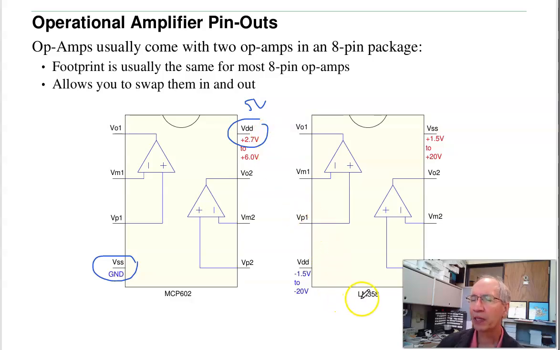The LM358 is more for an analog output. It has plus-minus inputs. This will be like minus 1.5 to minus 20 volts, plus 1.5 to plus 20 volts. Otherwise, you have 2 op amps in each package. Here's the first one, here's the second one.